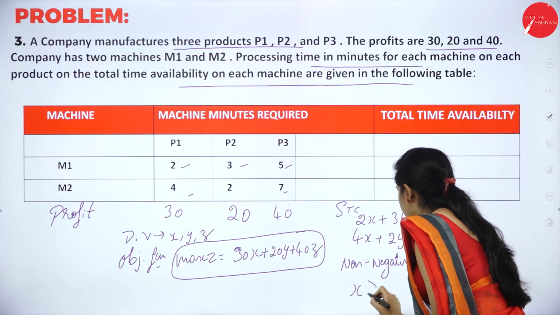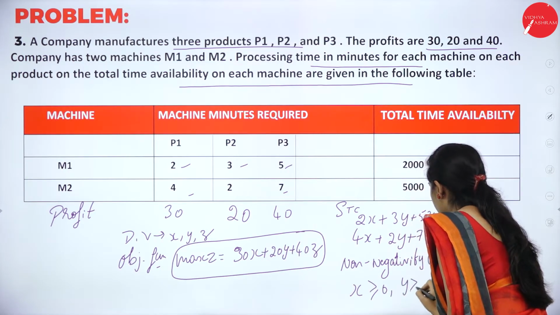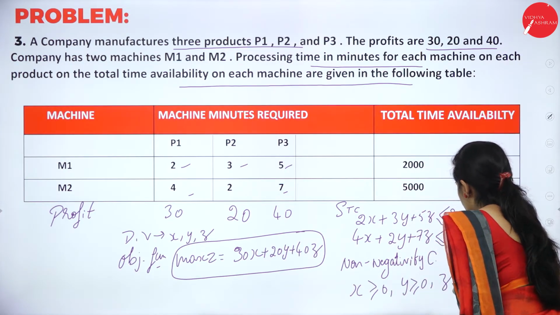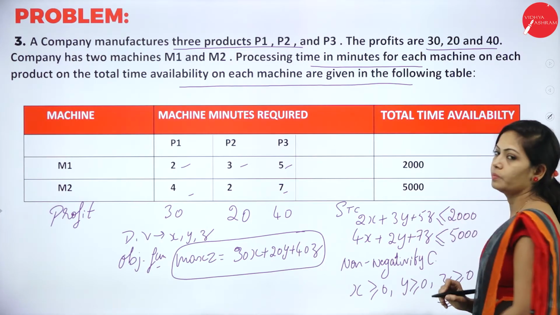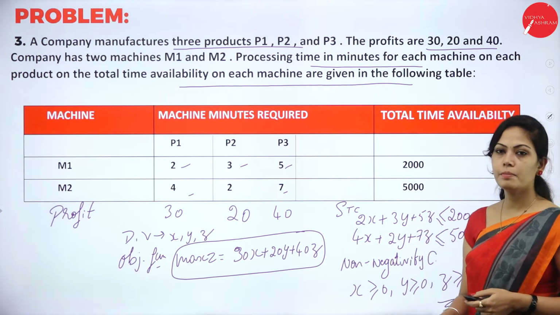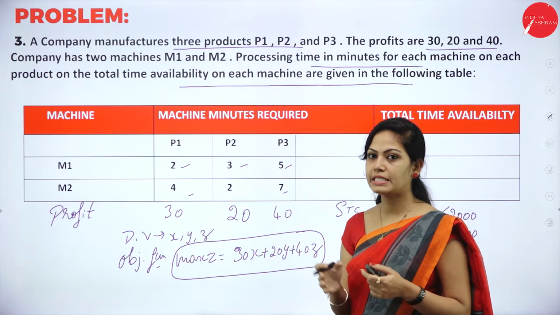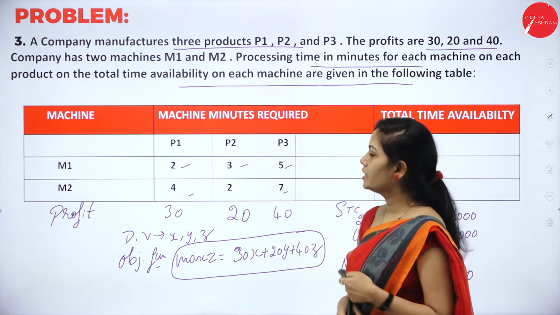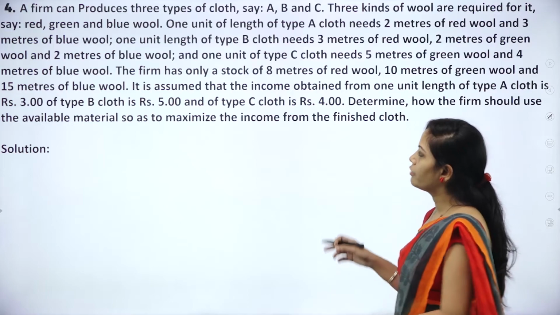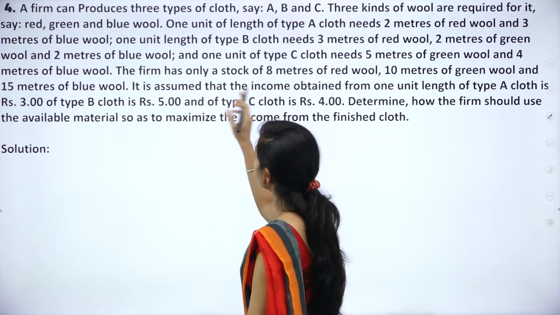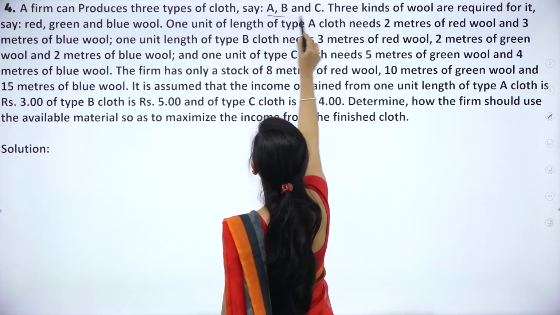So x greater than or equal to 0, y greater than or equal to 0, z greater than or equal to 0. So this is my LP model. So using the table, you can easily construct the LP model. And the next problem: a firm can produce 3 types of cloth, say A, B, C.